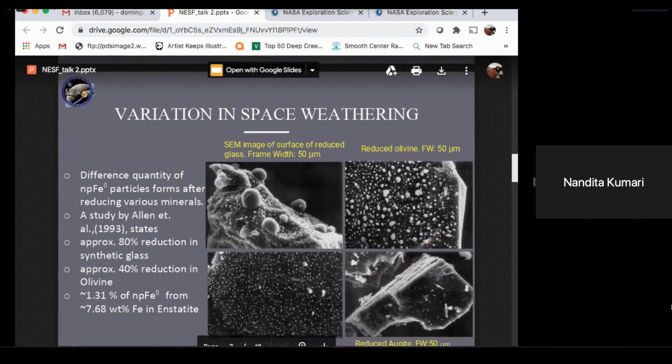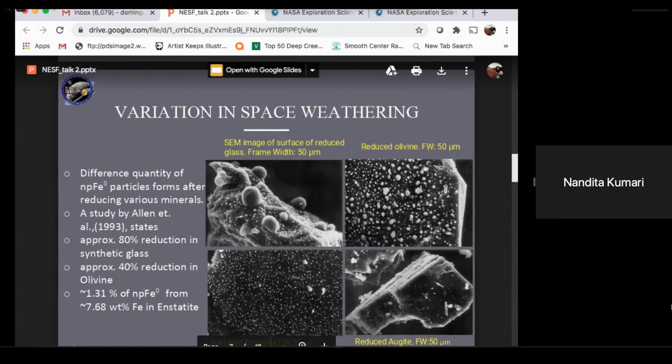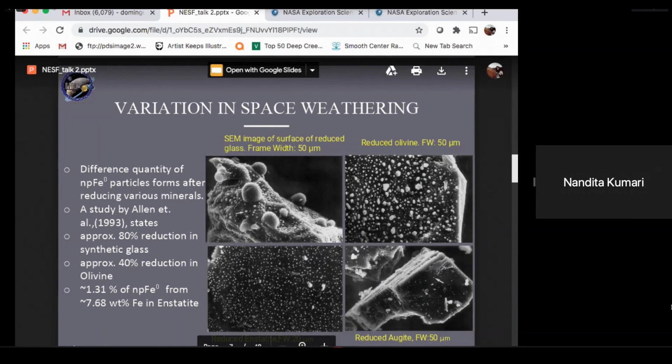So one thing to start with is, is the space weathering the same for all the minerals? They are not. So it is not. Why? Because there's this study by Allen 1993, which did the study on different minerals and found out that the amount of nanophase metallic iron particles that form is relatively different for different minerals.